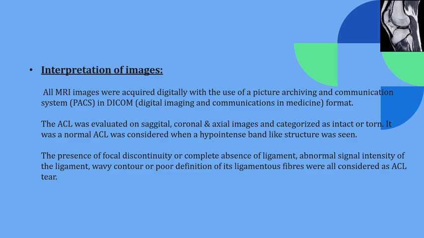It was a normal ACL when it showed a hypointense band-like structure. The presence of focal discontinuity or complete absence of the ligament, abnormal signal intensity of the ligament, wavy contour, or poor definition of its ligamentous fibers were all considered as a torn ligament.